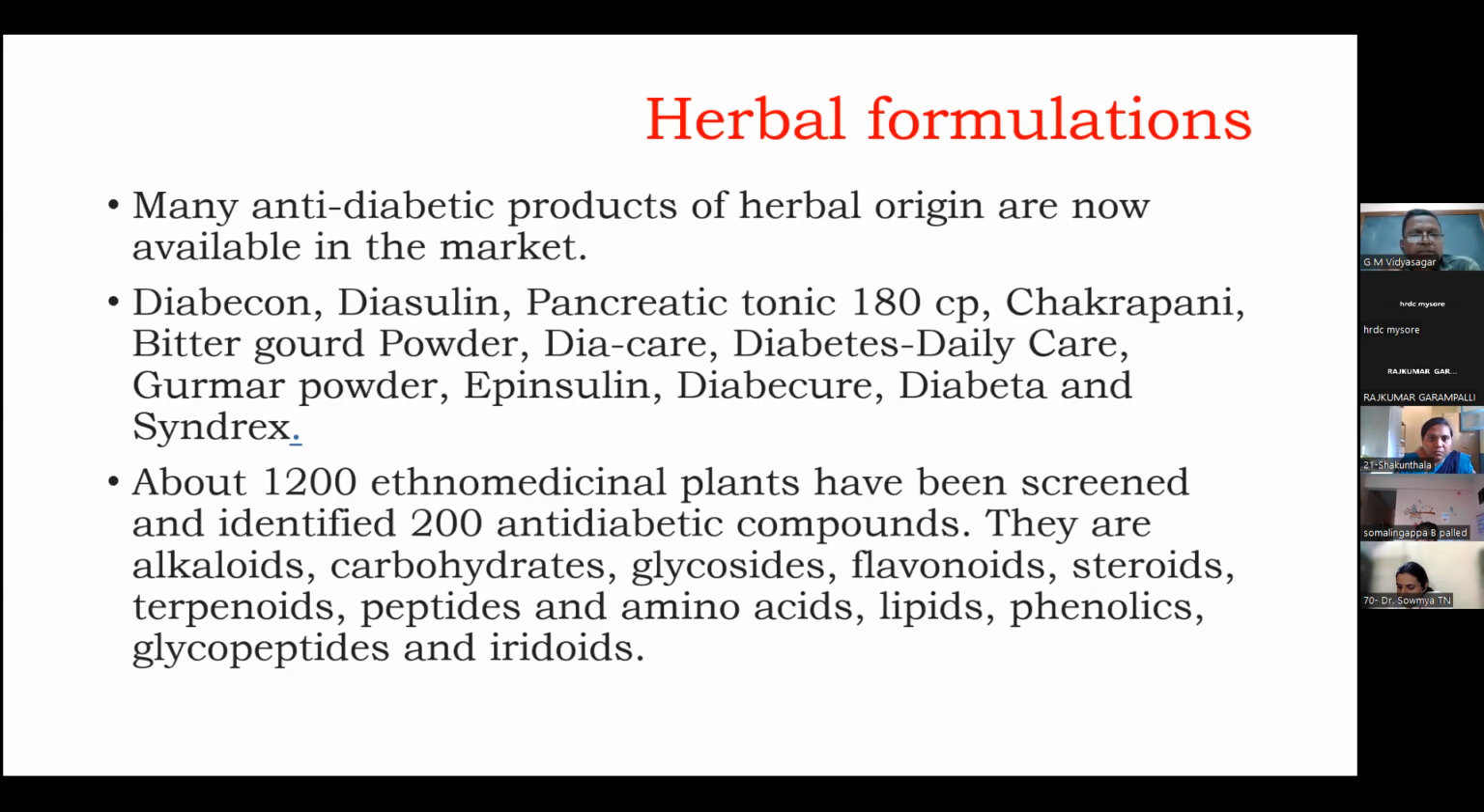So coming to the plants, medicinal plants or ethnobotany or ethnomedicines, almost 1,200 ethnomedicinal plants have been identified, which are useful in the treatment of or in the management of diabetics throughout the world. And out of this, around 200 anti-diabetic compounds have been isolated or they are under trial. They are alkaloids, carbohydrates, glycosides, flavonoids, steroids, terpenoids, peptides, amino acids, lipids, phenolics, etc.